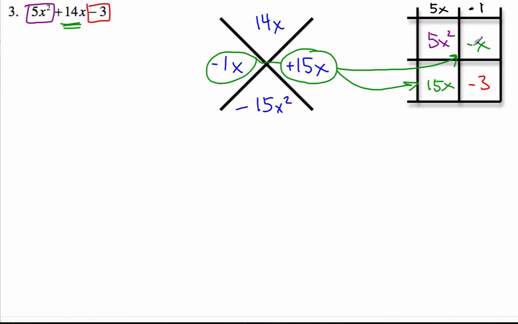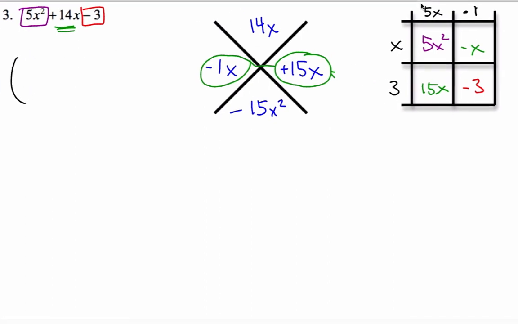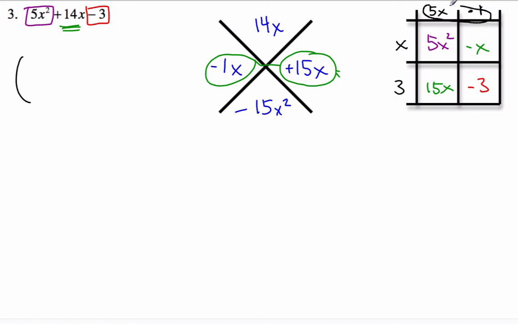Now I look across this direction. What's common between 5x squared and -x? Well, I can pull out an x. This sign is the boss. And then finally, if I look at 15x and -3, this sign is the boss sign, so this is a positive, and I can pull out a +3. And so putting it all together, this is my one factor here, 5x minus 1. And this is my other factor, x plus 3.